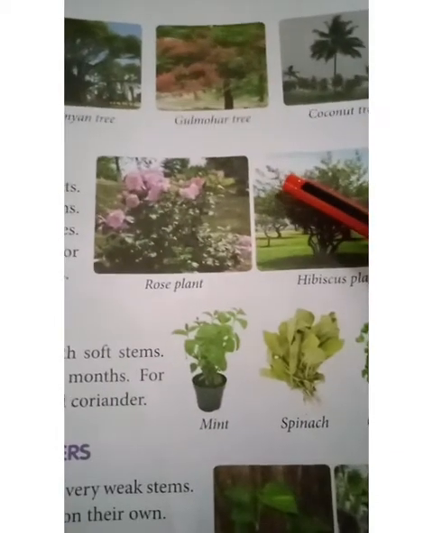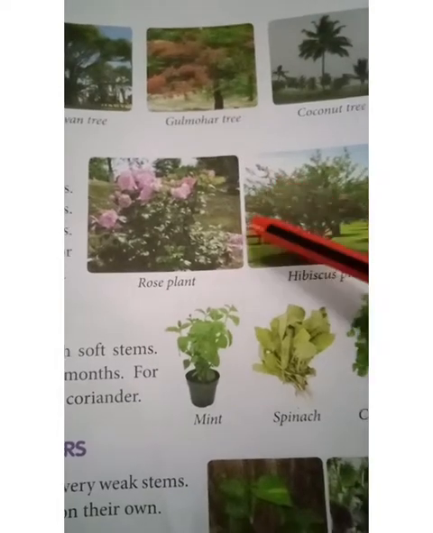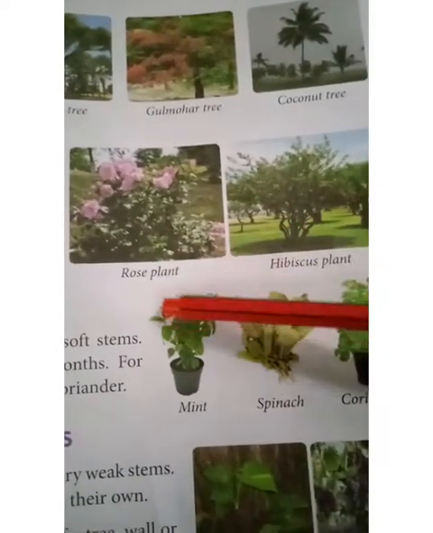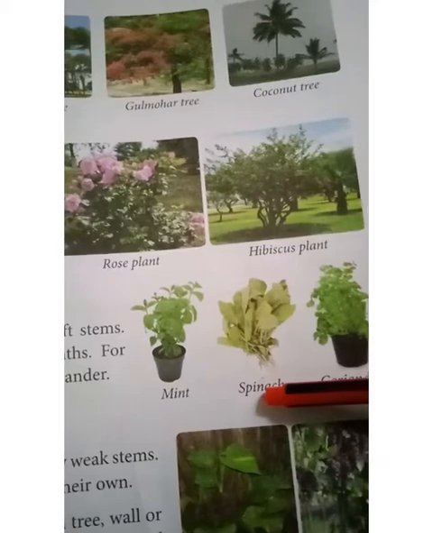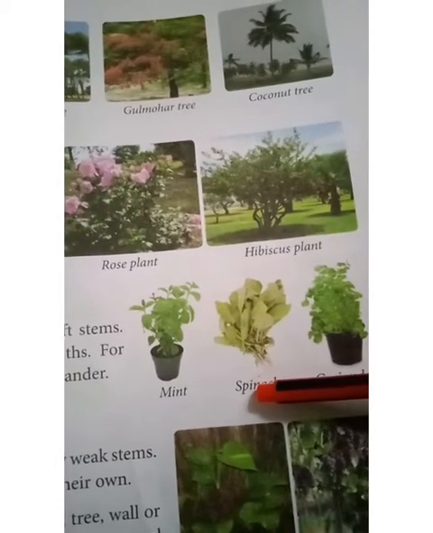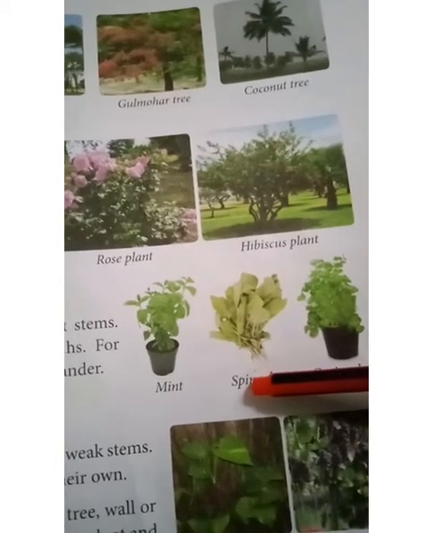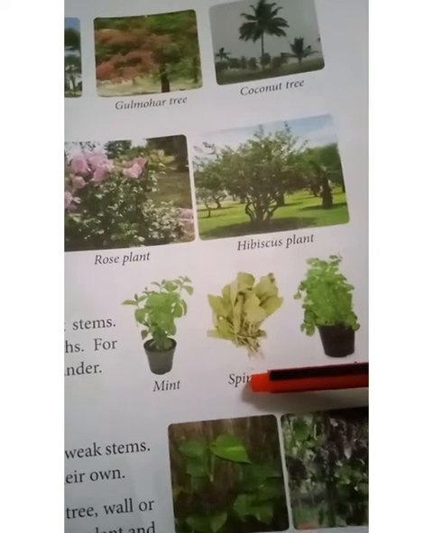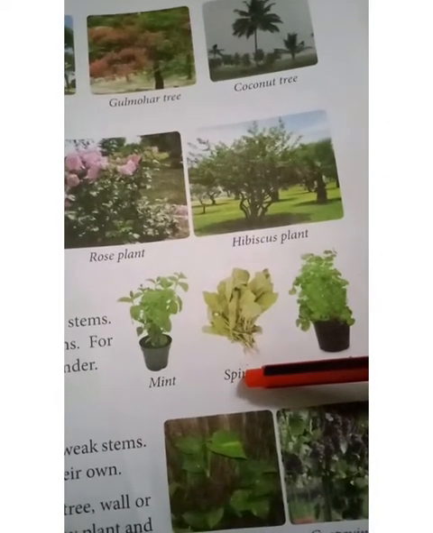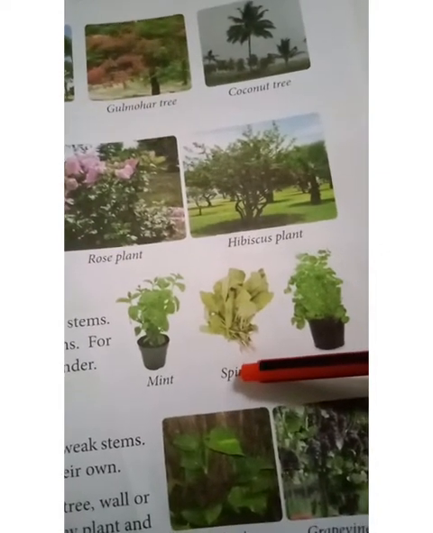But these shrubs live for a few years, and these herbs live for a few months. For example, mint plant, spinach plant and coriander plant.